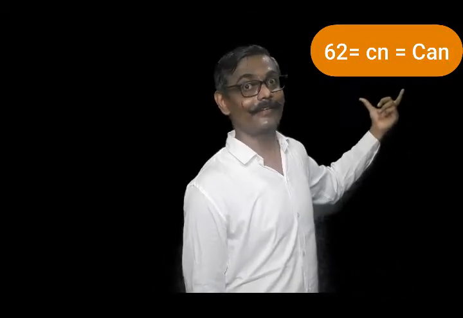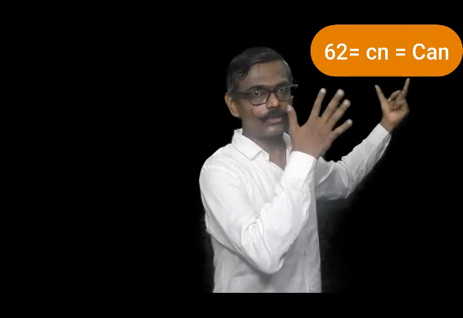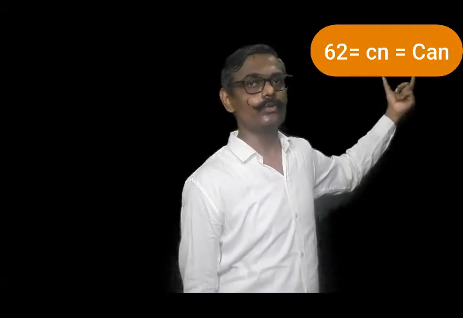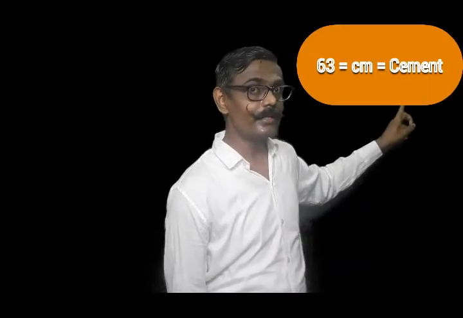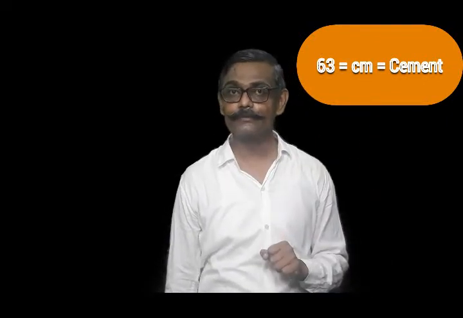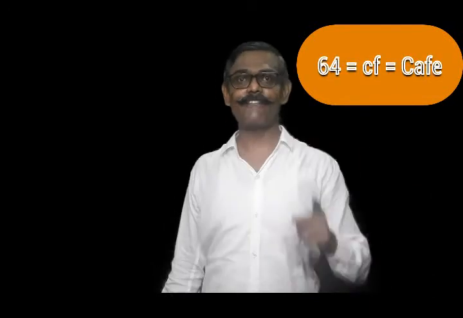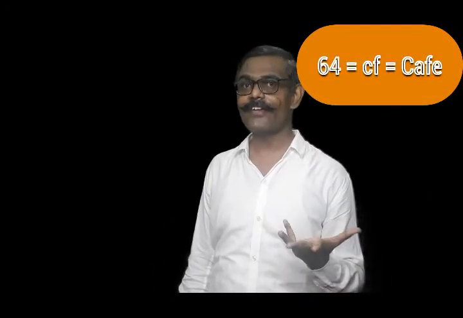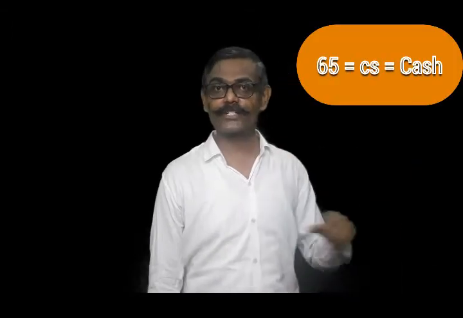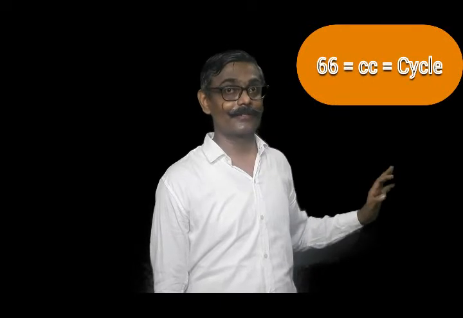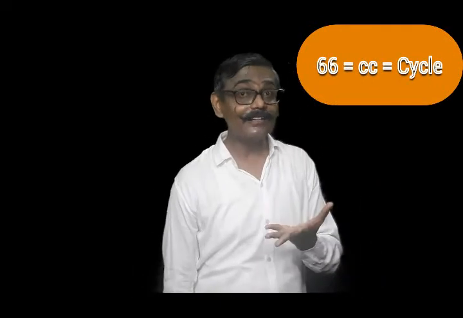Can was there. Yes, are you getting it? C means 6. A has no number. N means 2. Therefore, 62 was there. Next, for 63, C should be there. For 3, M. So CM possessing. Which image was there? CM possessing cement, right? 64, CF. Which image was there for 64? Cafe. Yes. 65, CS. Which image was there for 65? Cash. Yes. 66. Which image was there? Cycle, CC. 67, C and T. Which image was there? City.